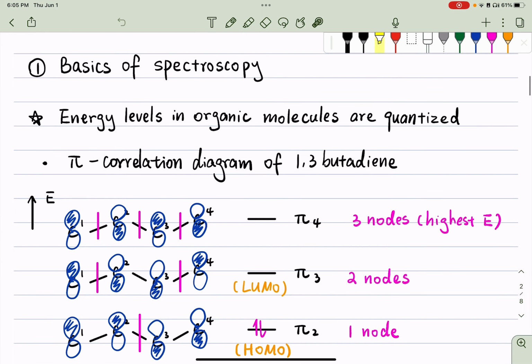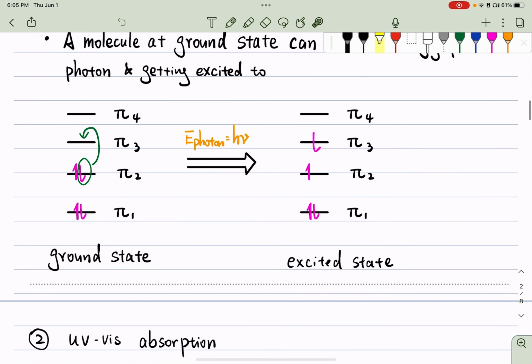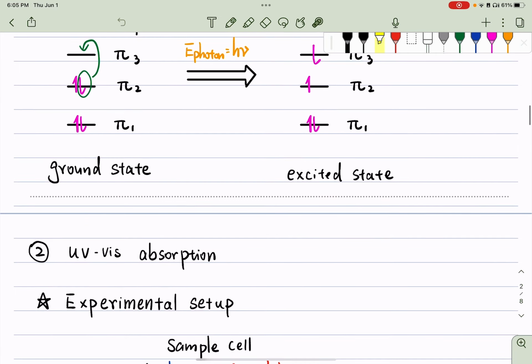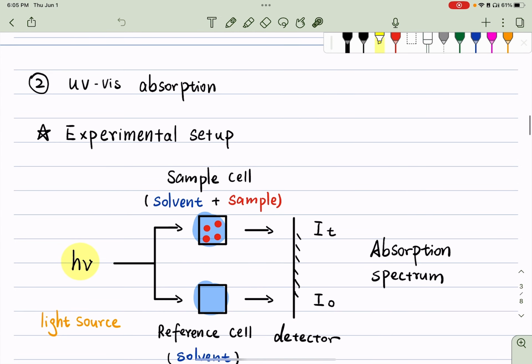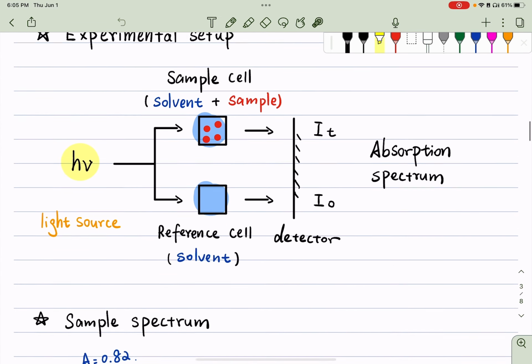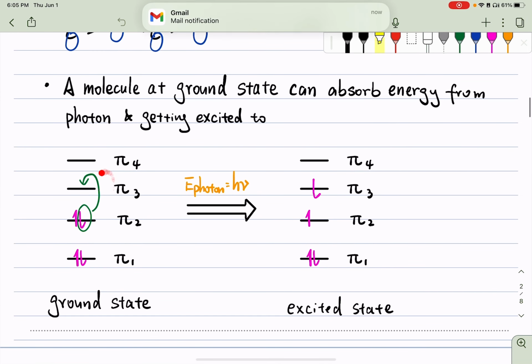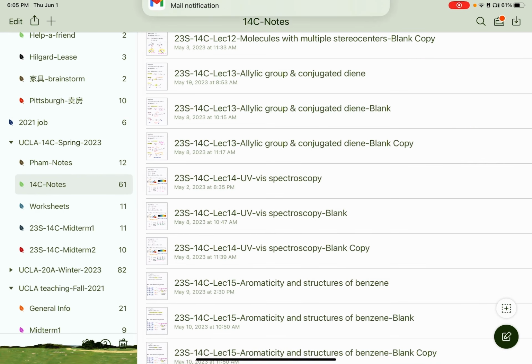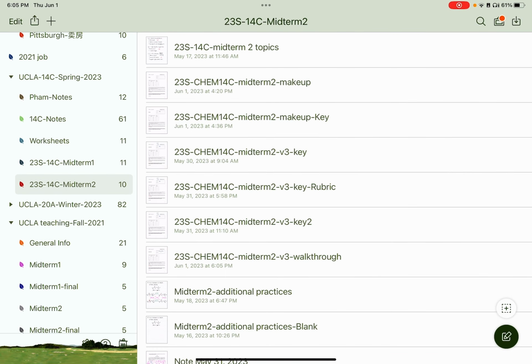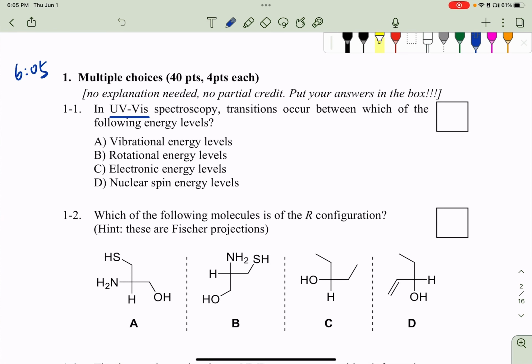Here we talk about energy levels, that's ground state, excited state, E photon related, and UV-vis absorption has a light source, and the absorption takes place. So obviously we're talking about the jump here from a ground state to the excited state, so from your HOMO to the LUMO. So let's go back and write it out. It must be our electronic energy levels.